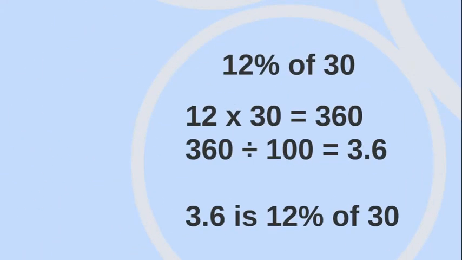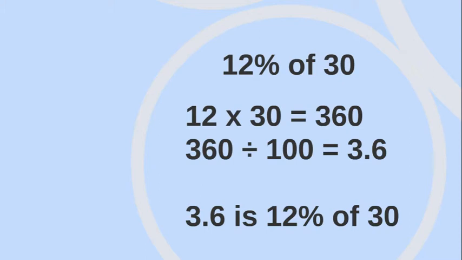So 12% of 30, we multiply the 2 numbers together, 12 times 30, which gives us 360. We then divide that number by 100, 360 divided by 100 is 3.6. So 3.6 is 12% of 30.